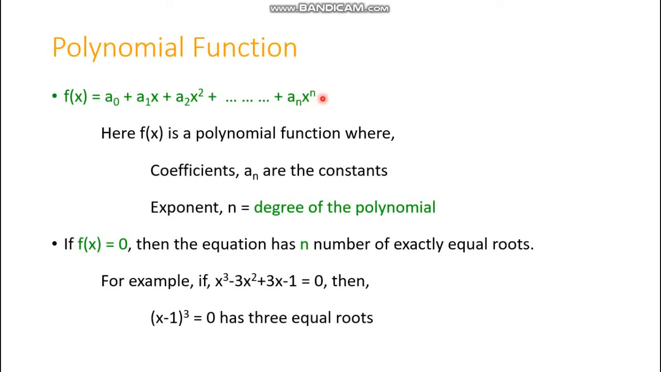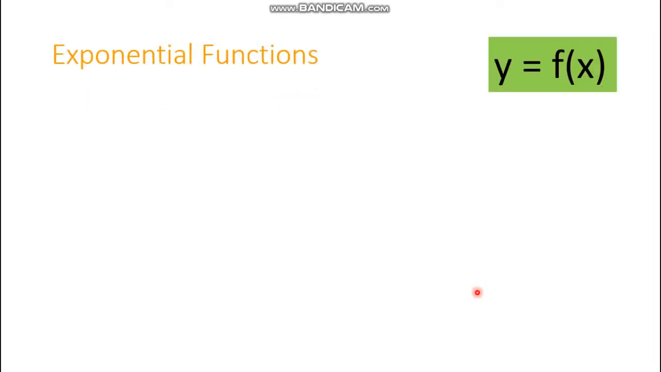For example, if the degree is 3, in that case the equation may have this type of shape, like x cubed minus 3x squared plus 3x minus 1. Actually, this is (x minus 1) whole cube. And if this equals 0, so (x minus 1) whole cube equals 0, it has 3 equal roots.